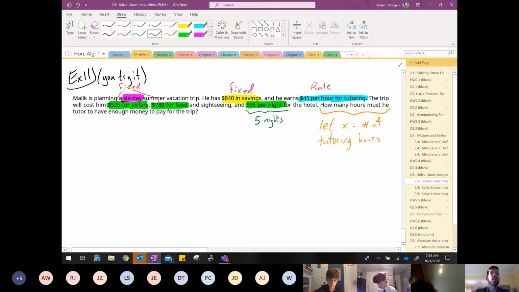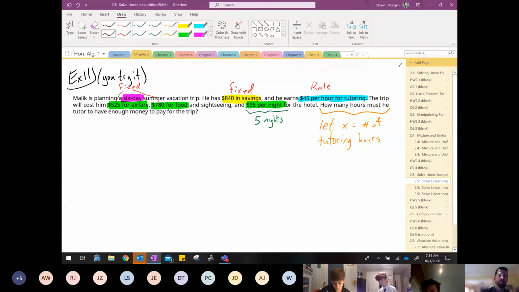All right, does anybody have their inequality put together that we could check? Anybody want to share what inequality they came up with? I love a good awkward silence.